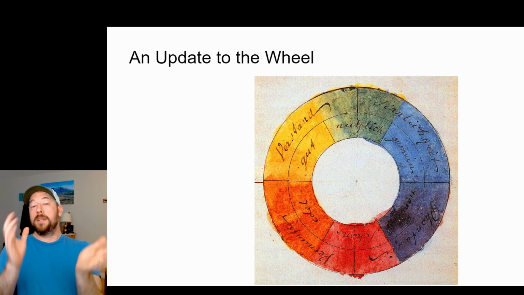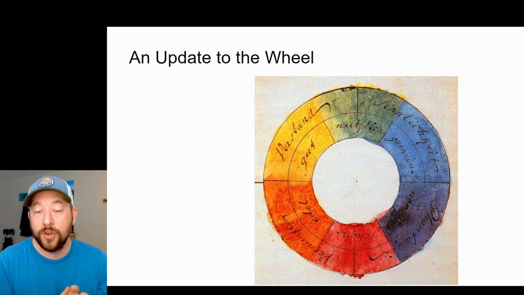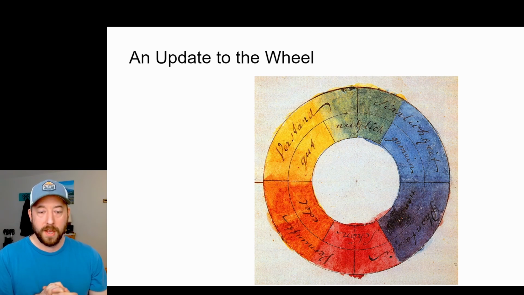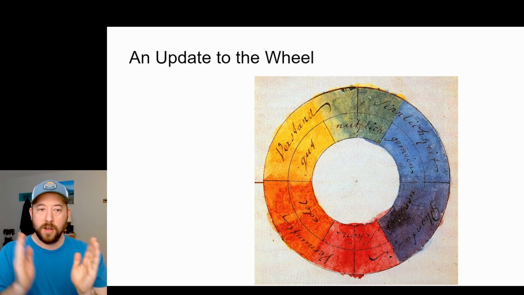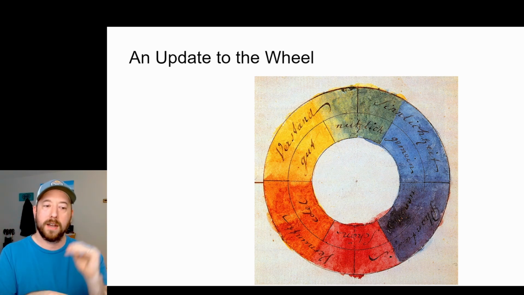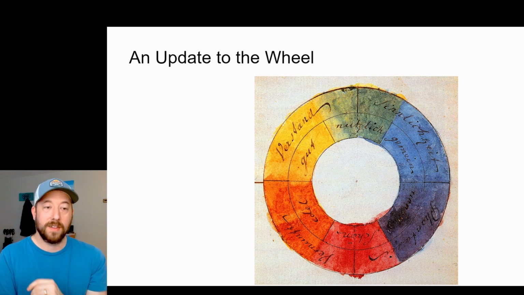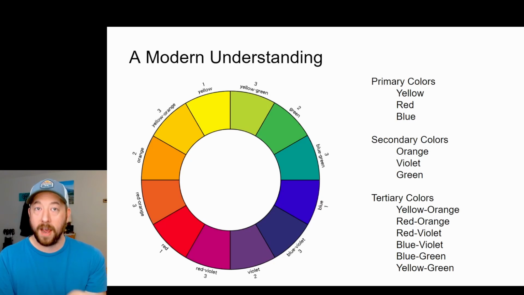This is an update to the wheel that Newton came up with. This is an update that von Goethe came up with, which he got rid of indigo, and he's like, no, we're just going to deal with 6 colors. We got red, orange, yellow, green, blue, and violet. Get rid of indigo.